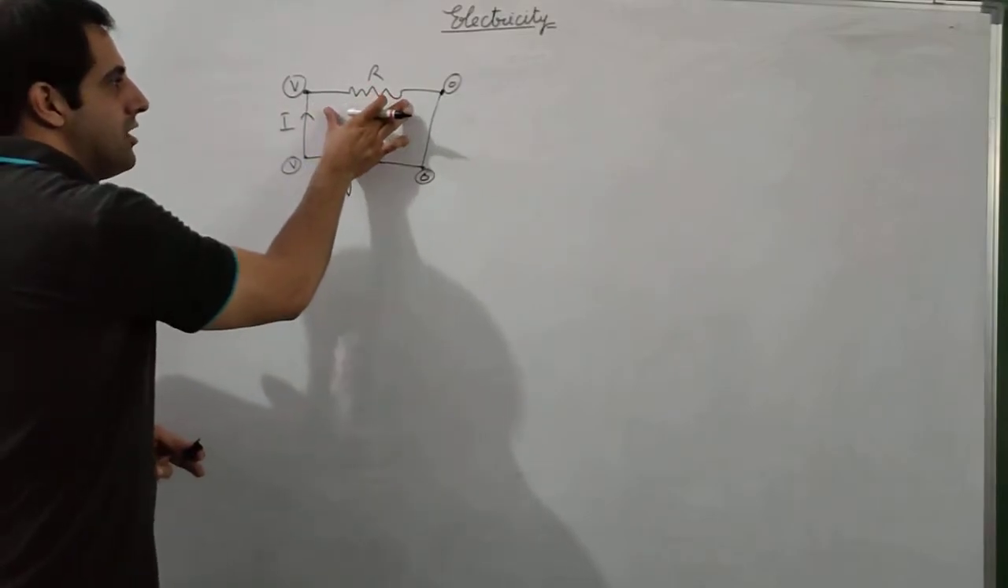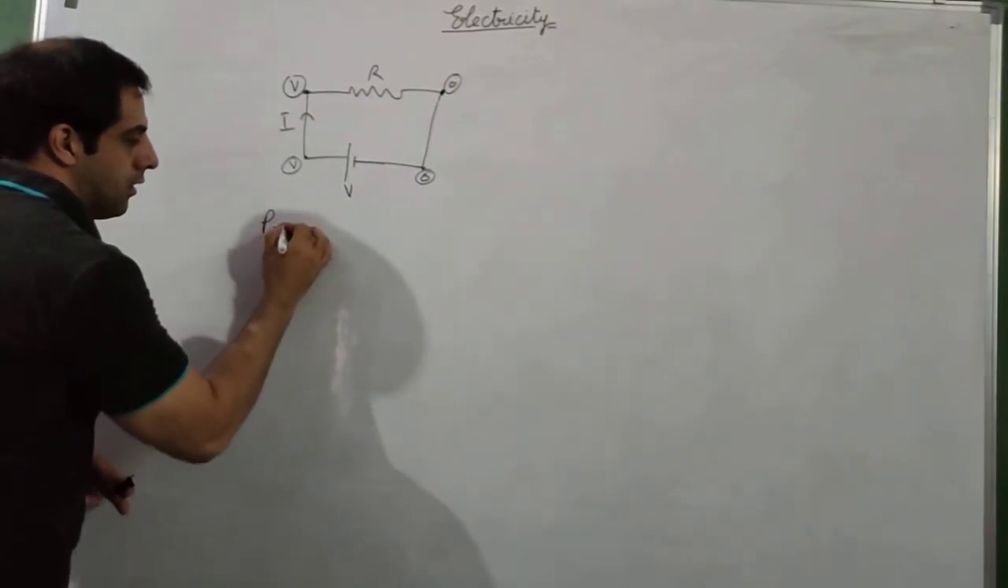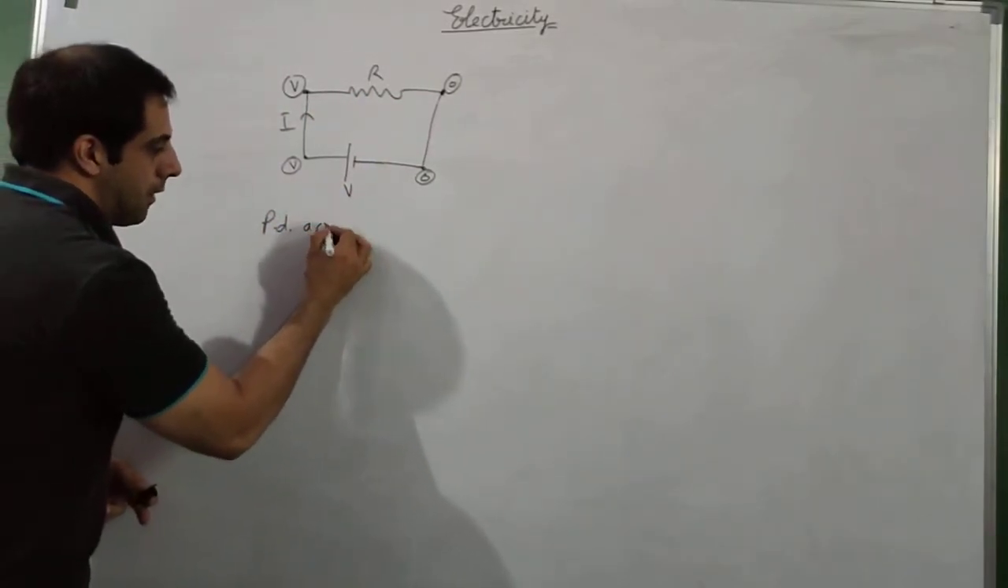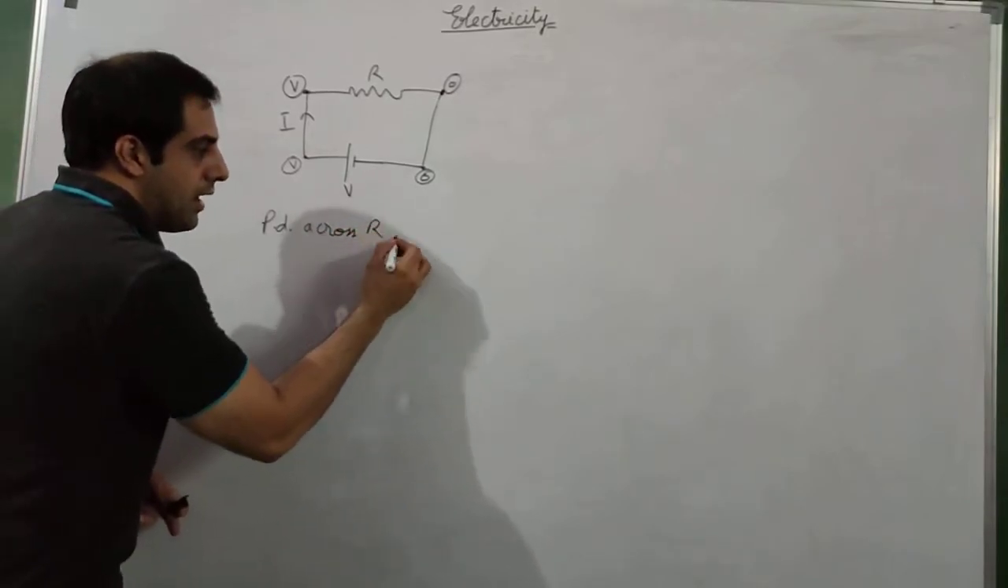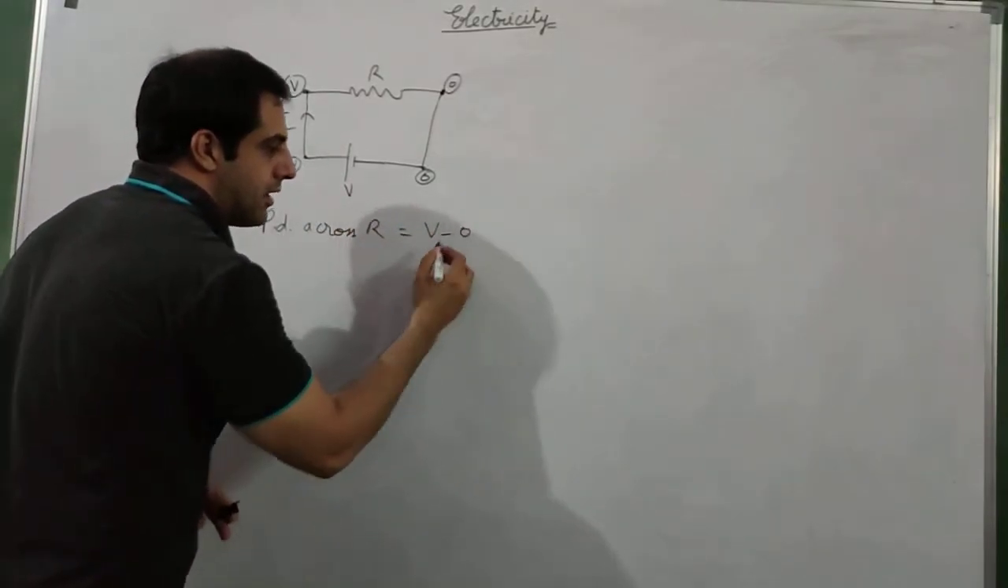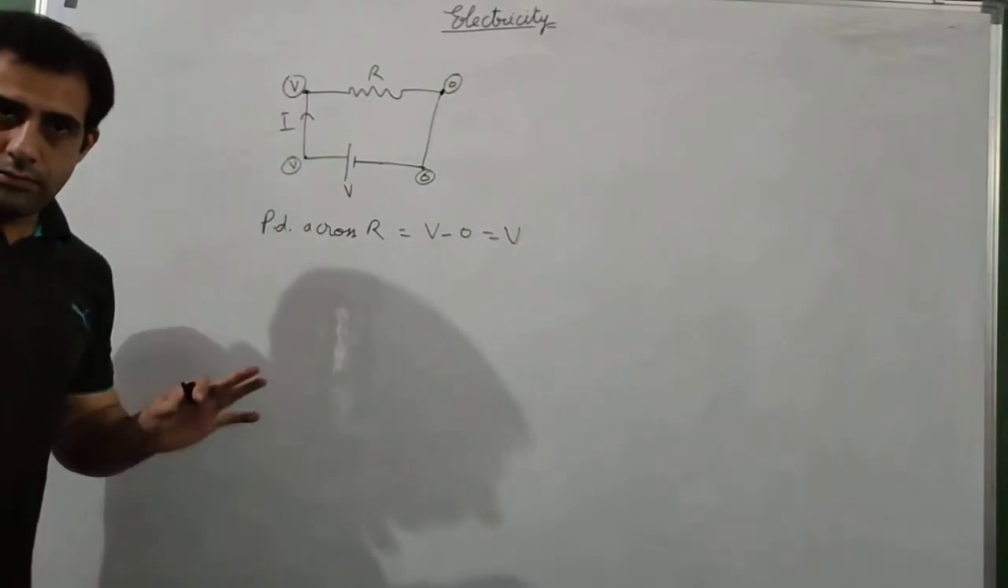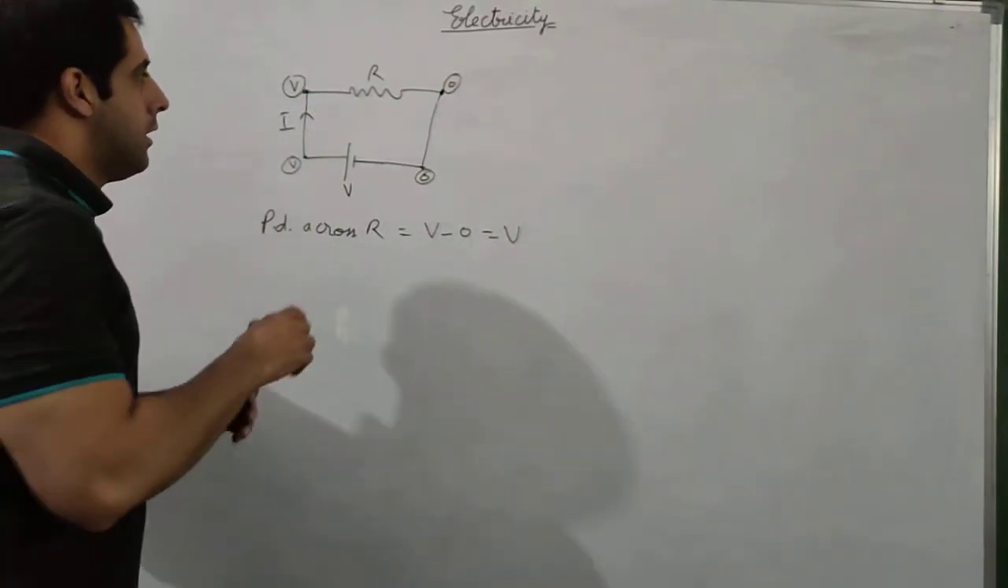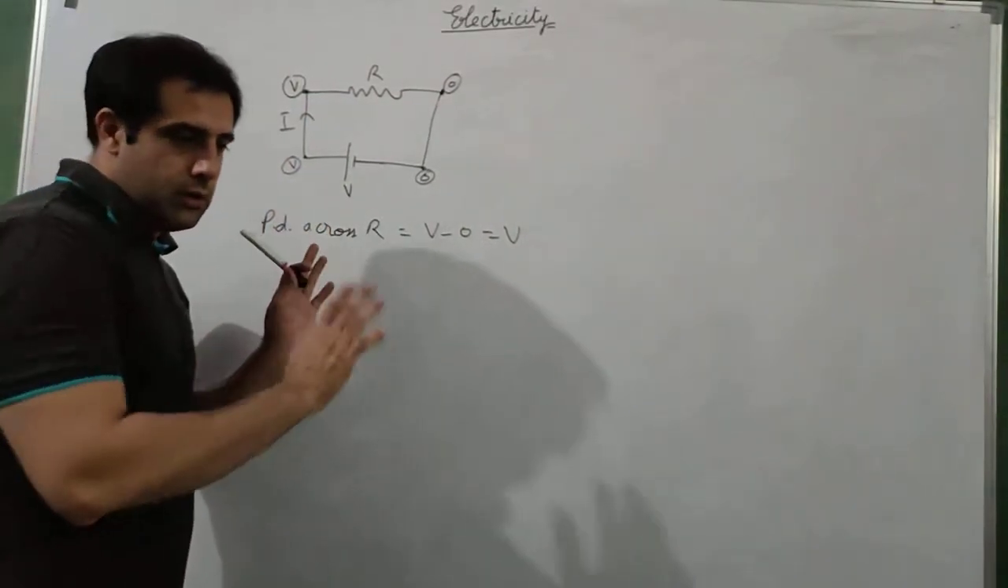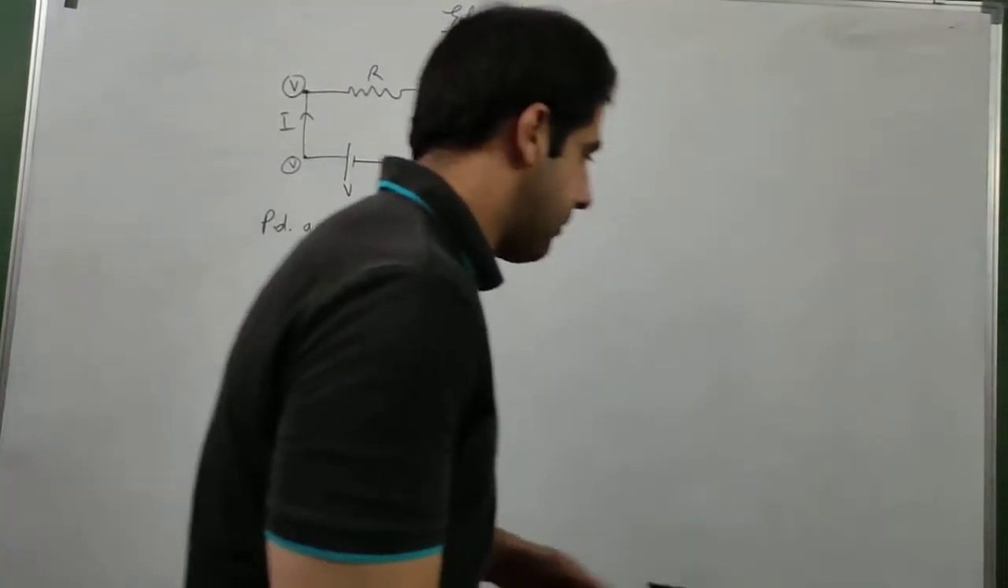So that means the potential difference across R becomes V minus 0, or V. Hope this is understood. Remember this one, we are going to use it further.